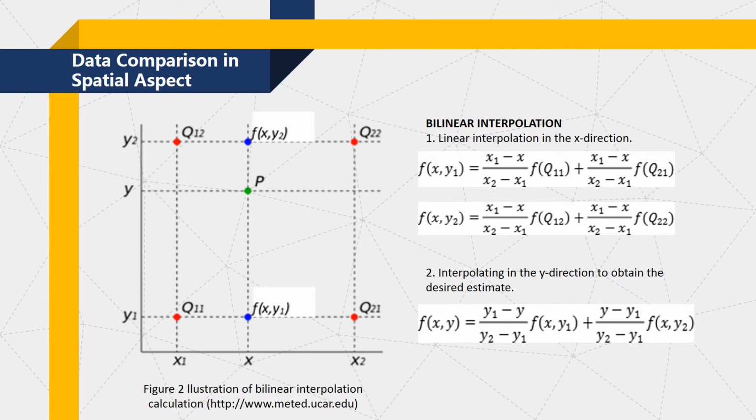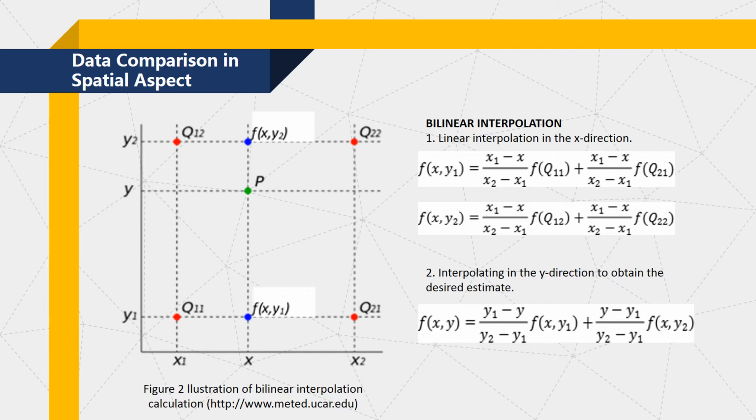It is about how, if we have done the interpolation and we have gotten the value in the blue dot, we will interpolate it to get a value in the green dot, in P point, using the equation in point 2 in function of x and y, and we will get the value in the green dot.